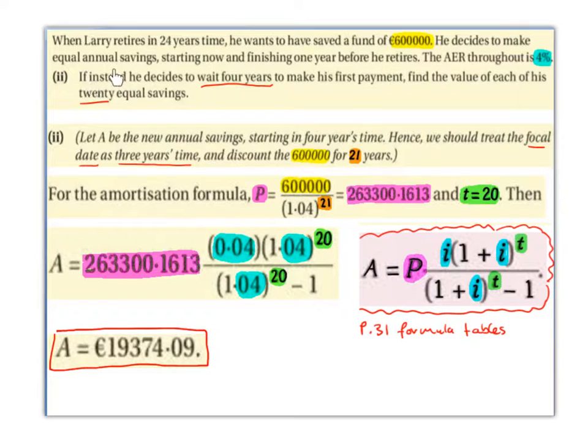Part 2. If instead he decides to wait 4 years to make his first payment, find the value of each of his 20 equal savings. So if you think this is now, this is in 4 years' time, and this is in 24 years' time. So we're going to let A be the new annual savings, starting in 4 years' time. Hence, we should treat the focal date as 3 years' time, which is 1 year before he wants to start. So 1 year before 4 is 3 years from now.